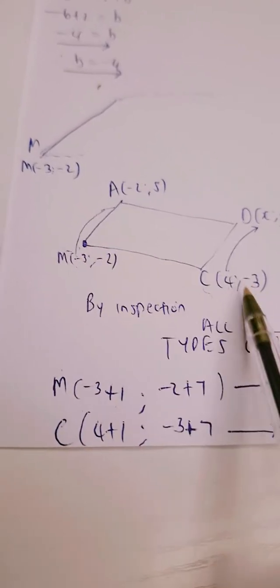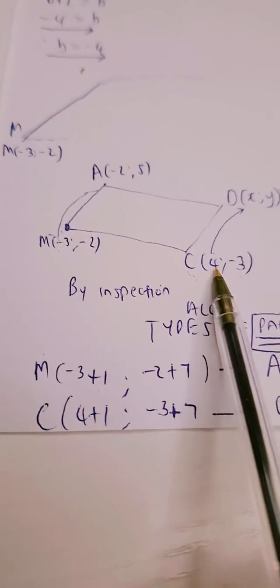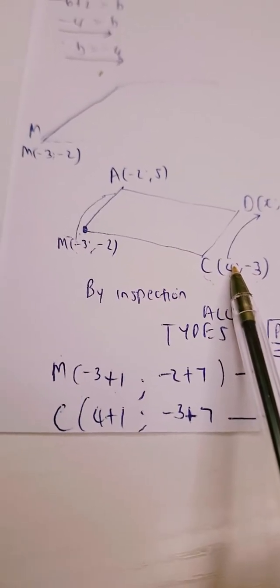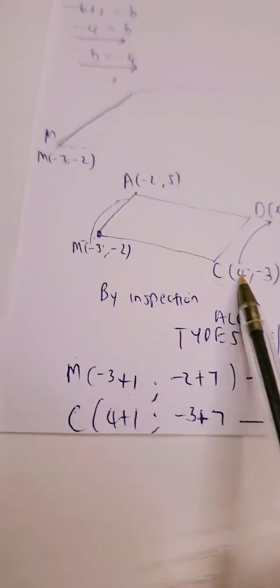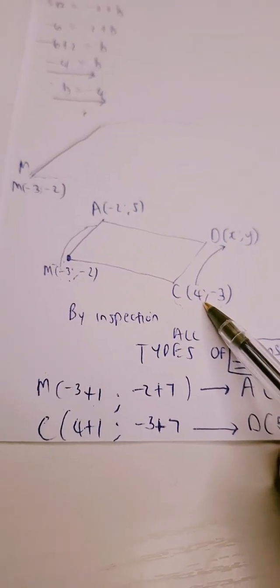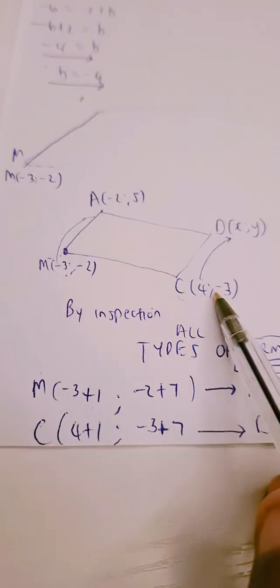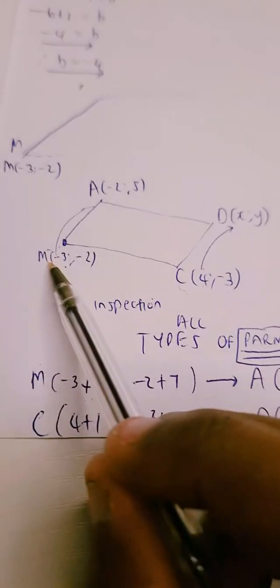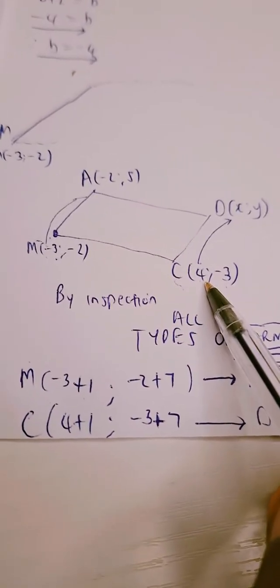-3 plus what will give us 4? That's the question. Because we could do it that way as well. -3 plus what gives us 4? I'm sure you can see, guys, -3 plus what will give us +4?